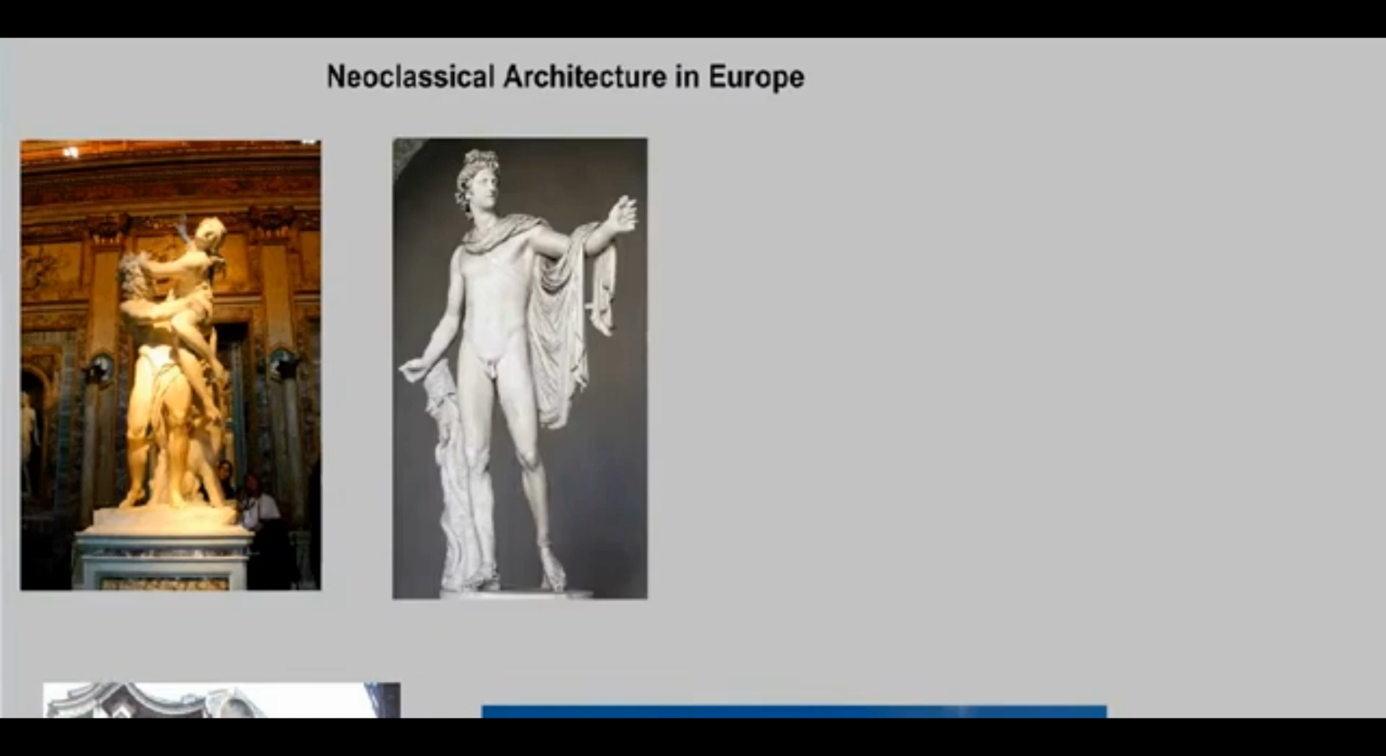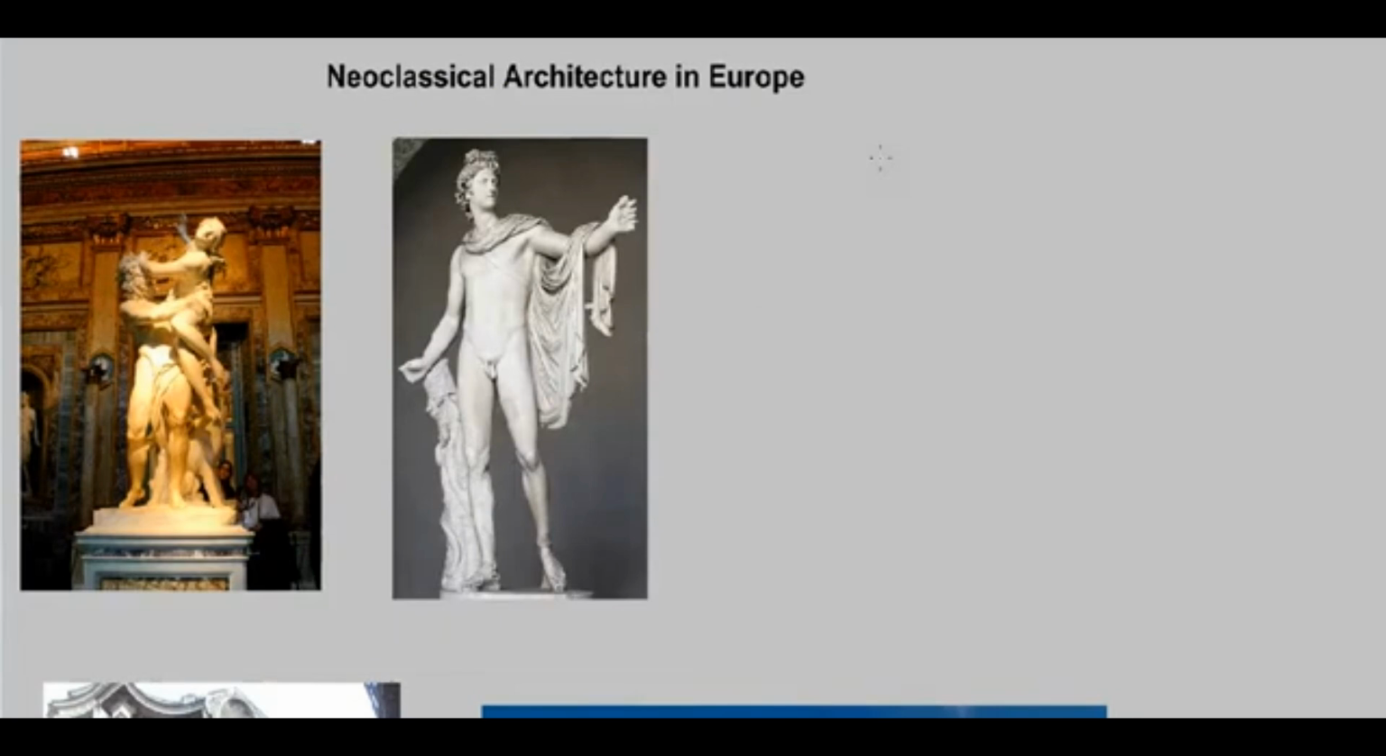This lecture is entitled Neoclassical Architecture in Europe. Now, hopefully you remember that last subunit we discussed neoclassical sculpture in Europe. And as you'll see today, the neoclassical exerted its influence on architecture as well, in similar ways. And you might remember that we looked at these two images that are on the screen right now when we discussed neoclassical sculpture in Europe.